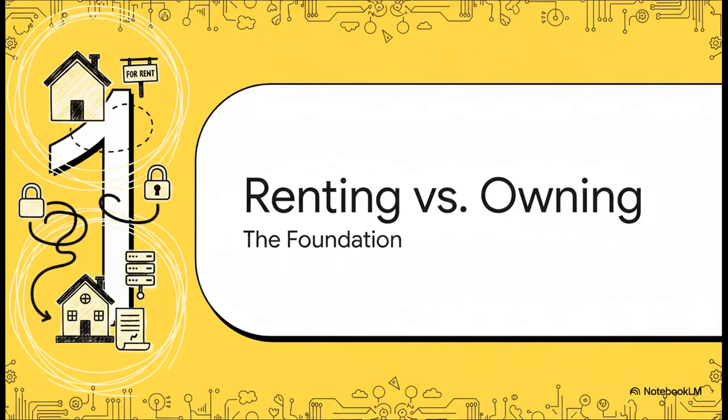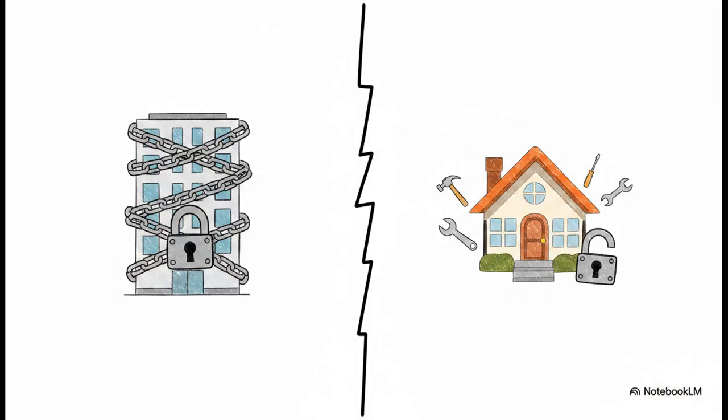All right, part 1, renting versus owning WordPress. This is our foundation. Before you even pick a theme, you've got to decide where your website is actually going to live. To really grasp this great WordPress divide, let's think about it like real estate. On one side, you have WordPress.com. This is basically like renting an apartment. It's super convenient, the landlord handles all the maintenance, but your features are heavily locked down. You can't just knock down a wall because you feel like it.